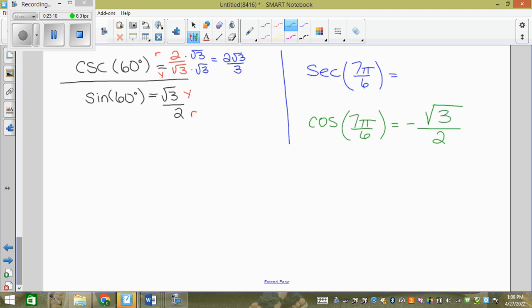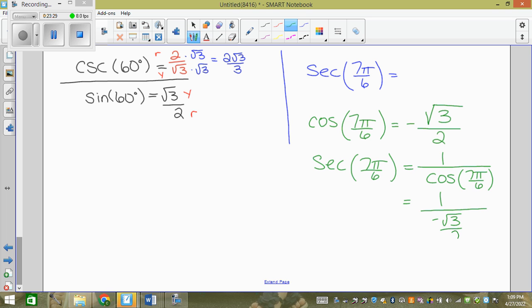So you could just use this formula off your formula sheet. Could we not? If we want secant of 7 pi over 6, I'm going to write it down here so I have some room. We could just go 1 over cos 7 pi over 6. Could we not? And then we would get 1 over negative root 3 over 2. What did I tell you, though, if we start stacking fractions?